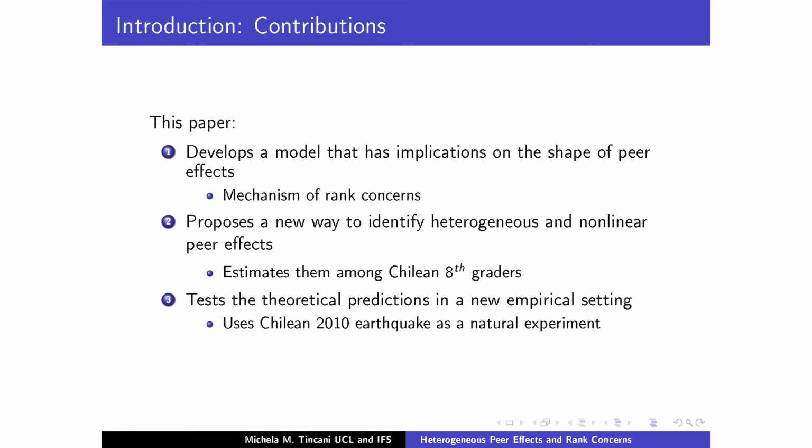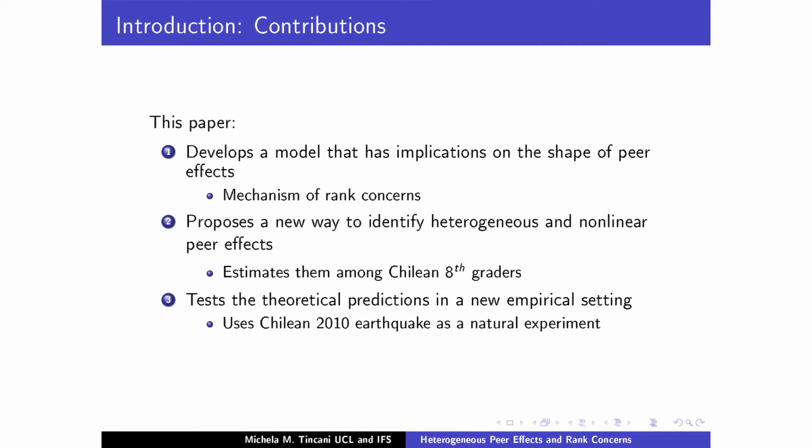Another contribution of this paper is that I'm going to propose a new way to identify heterogeneous and nonlinear peer effects. In fact, from the literature, we have evidence that, if anything, ability peer effects tend to be nonlinear and heterogeneous. I'm going to estimate them among Chilean 8th graders. And finally, I'm going to use the empirical findings to formally test the theoretical predictions of the model. I'm going to use the Chilean 2010 earthquake as a natural experiment to do this.